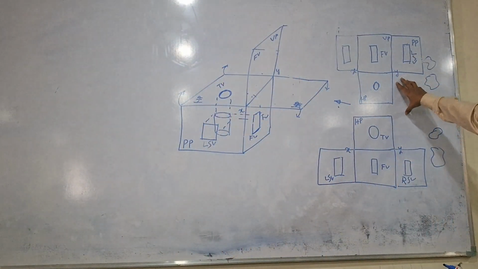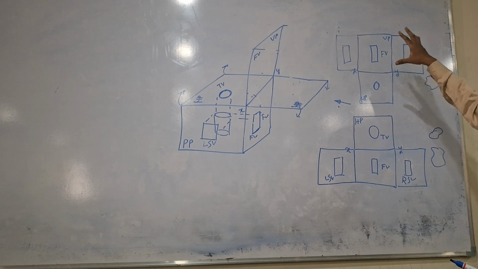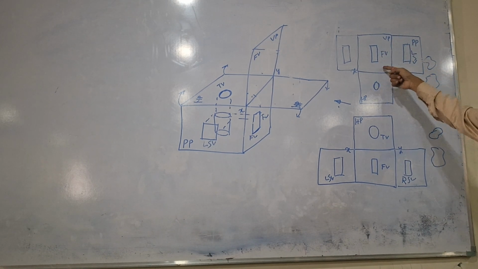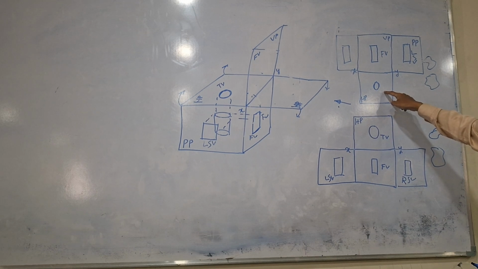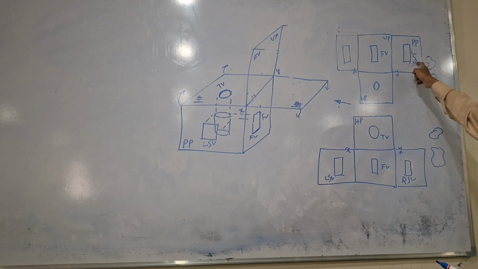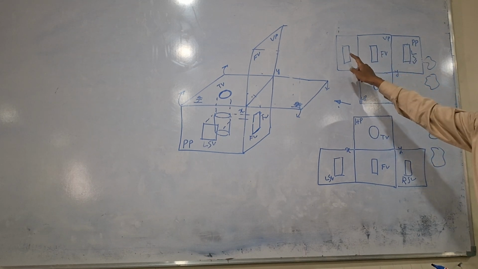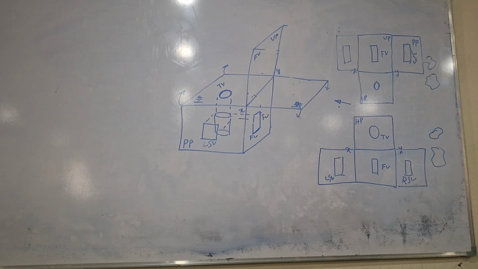Is it clear? See, in the first quadrant or in the first angle projections, the front view is above the XY reference line, the top view is below the XY reference line. And the left hand side view is on the right hand side of the front view, and the right hand side view is on the left hand side of the front view.